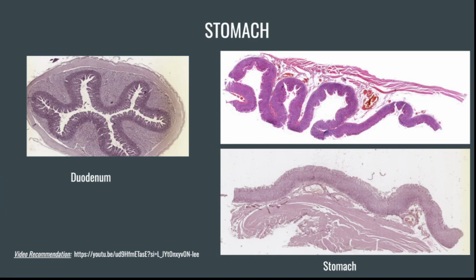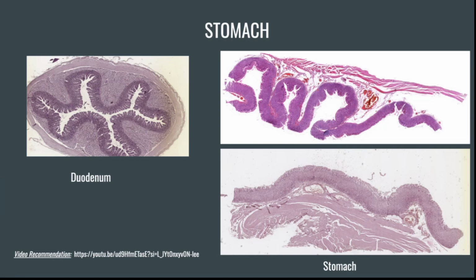So when we talk about the stomach, from a gross anatomical point of view, it has four parts. We have the cardia, the fundus, the body, and the pylorus. But histologically, and in your test, you will only have to identify the fundus or the body, and there's not much difference between either of them, so it is easy to identify.